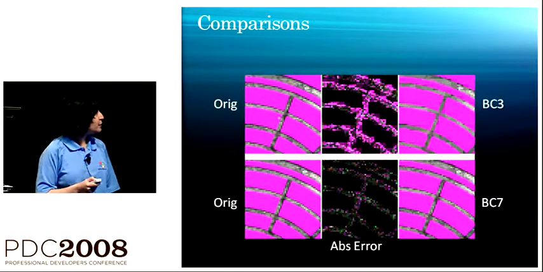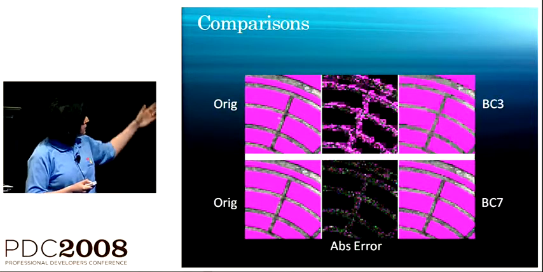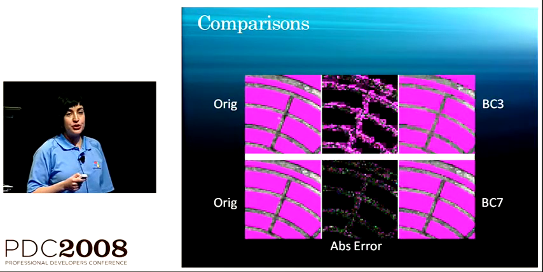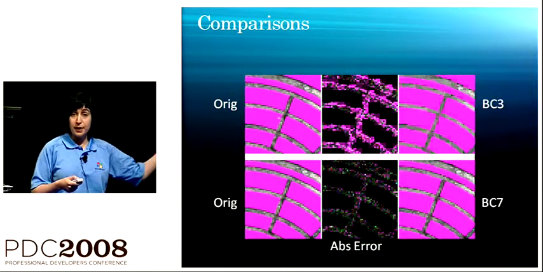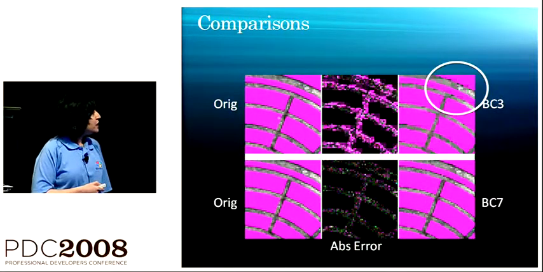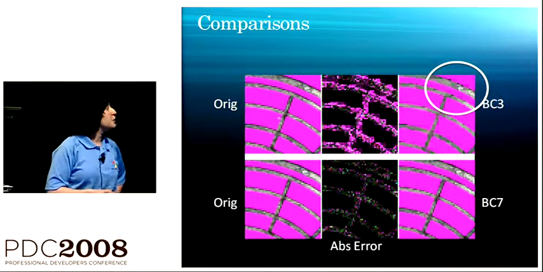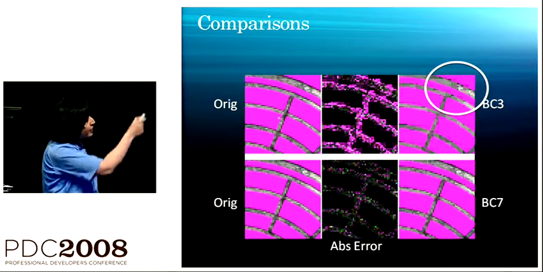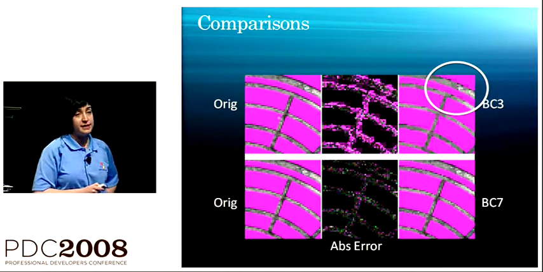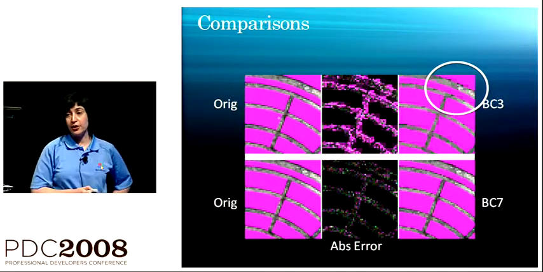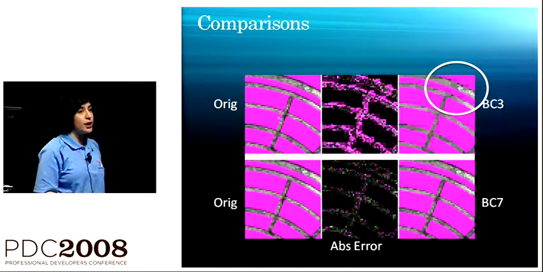So let's take a look at some example images now. We have the original image here on the left, and we have the decompressed results using BC3, which is a fairly popular existing BC, and BC7. What you should be able to see, and the projector's pretty good, is that there's significantly more blocking artifacts with the BC3 image than there is in the BC7. And even if you can't see it in the decompressed image, you can definitely see it in the absolute error image. The BC7 just has a lower absolute error, so that's what's in the center.